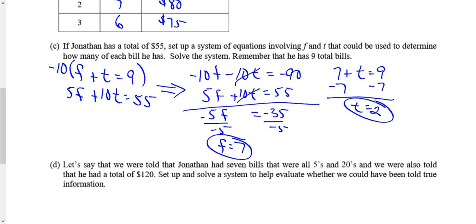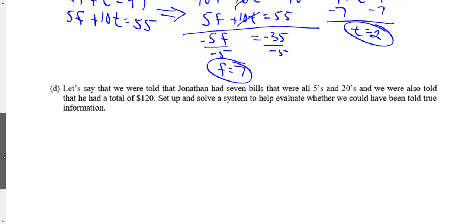Well, just check it in your head. Will that work? First of all, is that 9 bills? Yeah. Second of all, will that add up to $55? 2 tens is 20, 7 fives is 35, gives you 55, right? Okay. All right, down here in part D, same problem, they're just going to change it up a little bit.